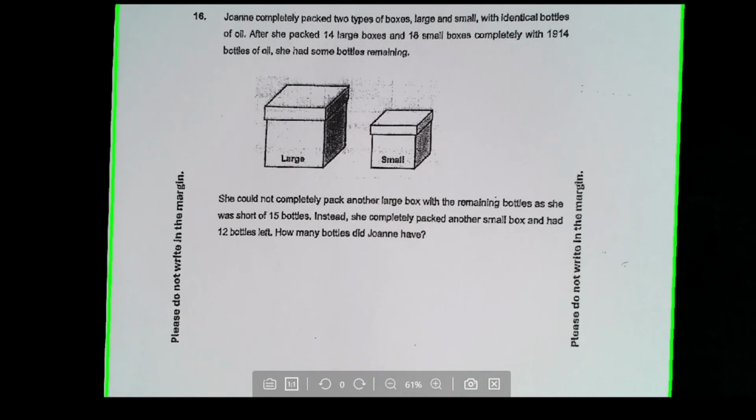Okay, this is Henry Park Primary 2024 Paper 2, Question 16. Take a moment, read through. Okay, so any idea how to go about it? Let's do it step by step, okay?